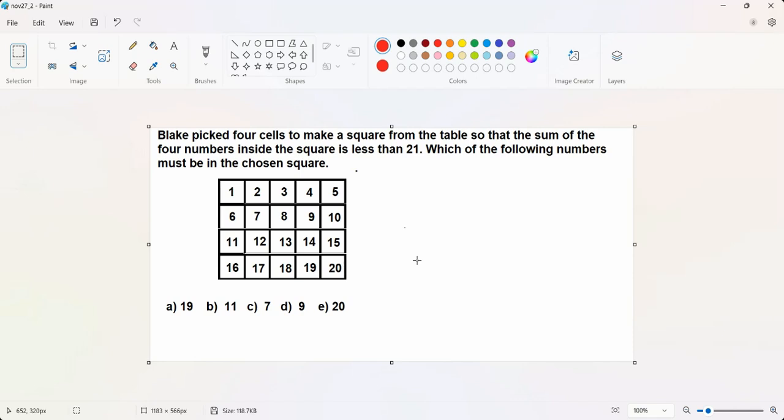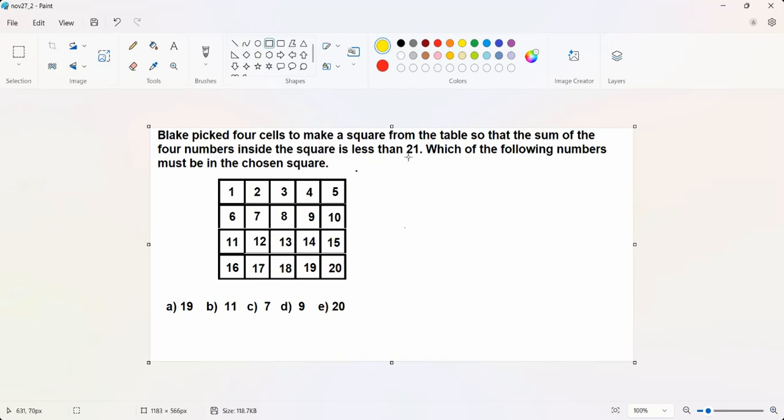Okay, so I hope you tried it yourself and you are able to get the right answer. Now I'll explain how to solve this. So Blake picked four cells to make a square from the table so that the sum of the four numbers inside the square is less than 21. Which of the following numbers must be chosen in the square? It's similar to the other problem where we were picking a square. So again, let's pick a square out of this.